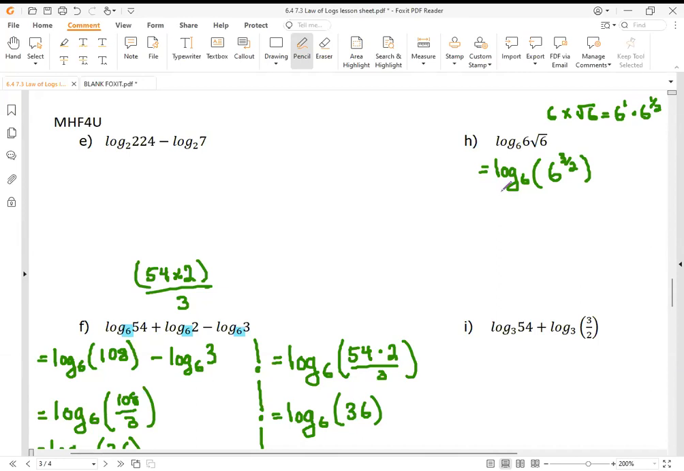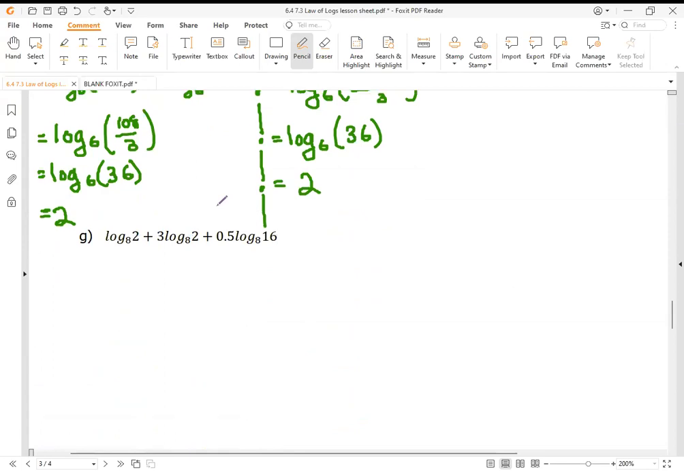Okay. Any questions so far? Yes? For example, for G, because we have 3 and half, so it should be 3 multiplied by half, log base 2 of 16. 3 multiplied by, say again? A half. Ah, you're wondering, are you supposed to multiply coefficient with coefficient and then deal with the logs? That's not a bad logical deduction.